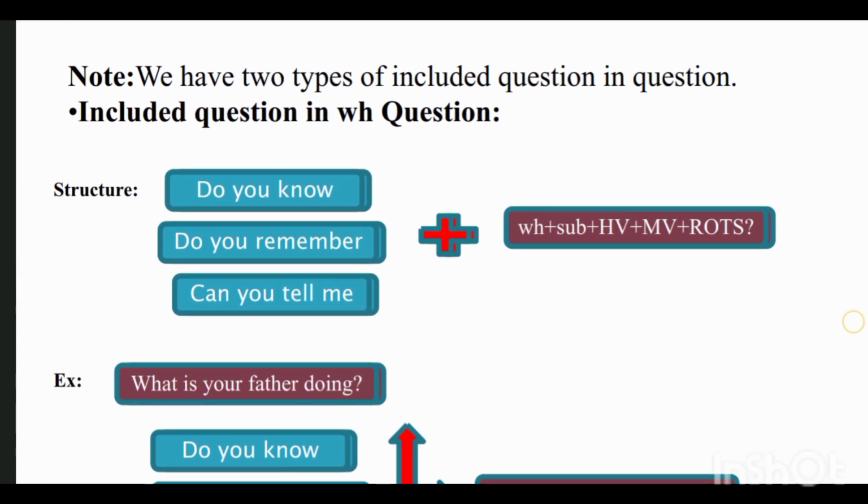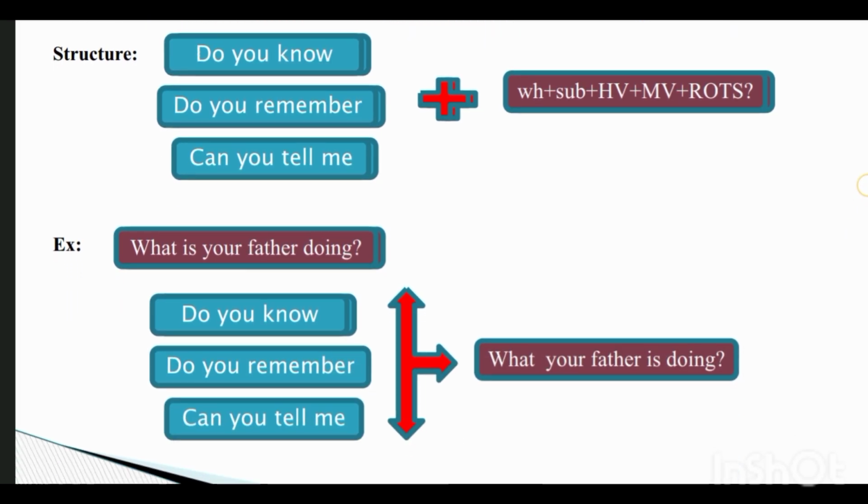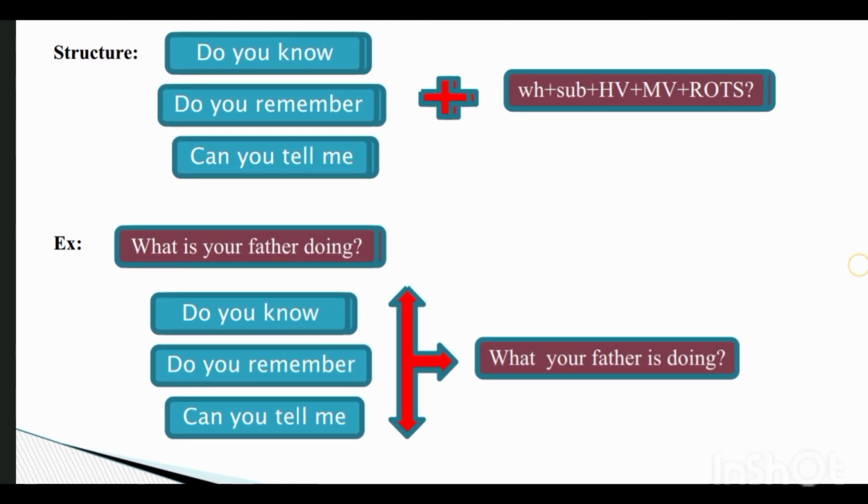Note that we have two types of included questions. In WH questions, the structure is: do you know, do you remember, can you tell me, plus WH plus subject plus auxiliary verb plus main verb plus the rest of the sentence. Like, do you know what the father is doing? Can you tell me what your father is doing?